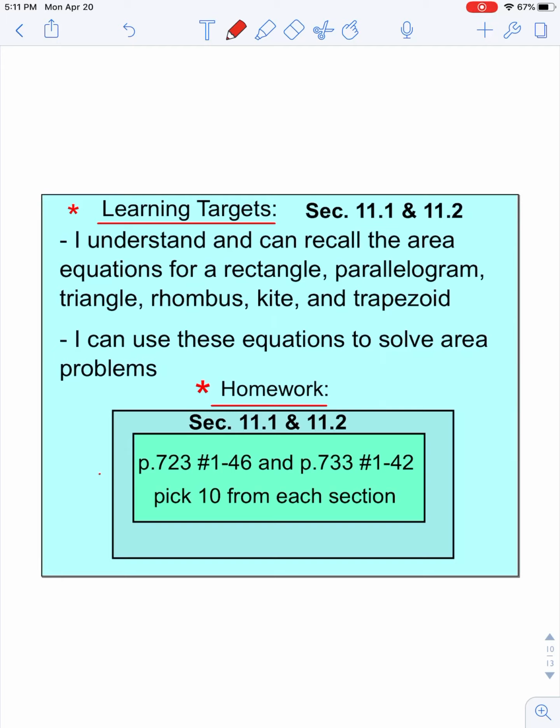And then you can see that I have kind of let you choose from each section. This is 11.2, and this one is 11.1. And so you're going to pick 10 from each section. So pick 10 from here and 10 from here.